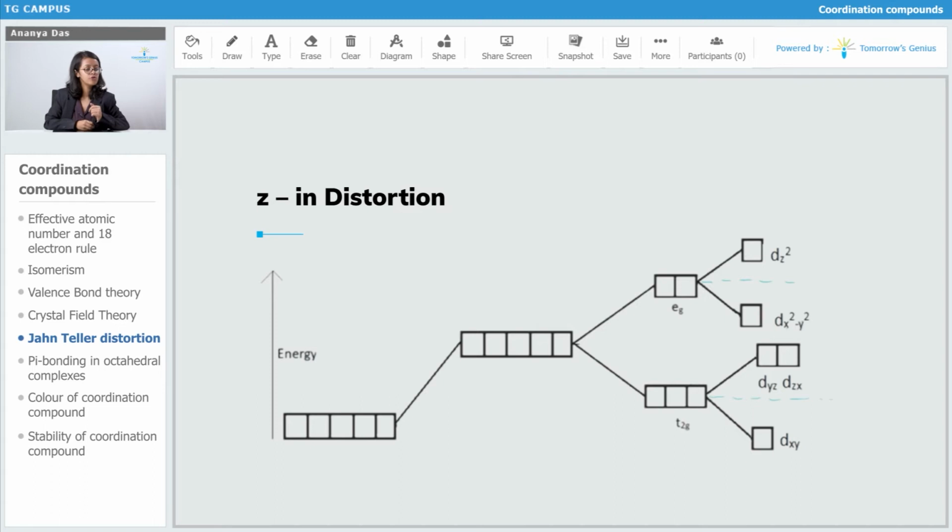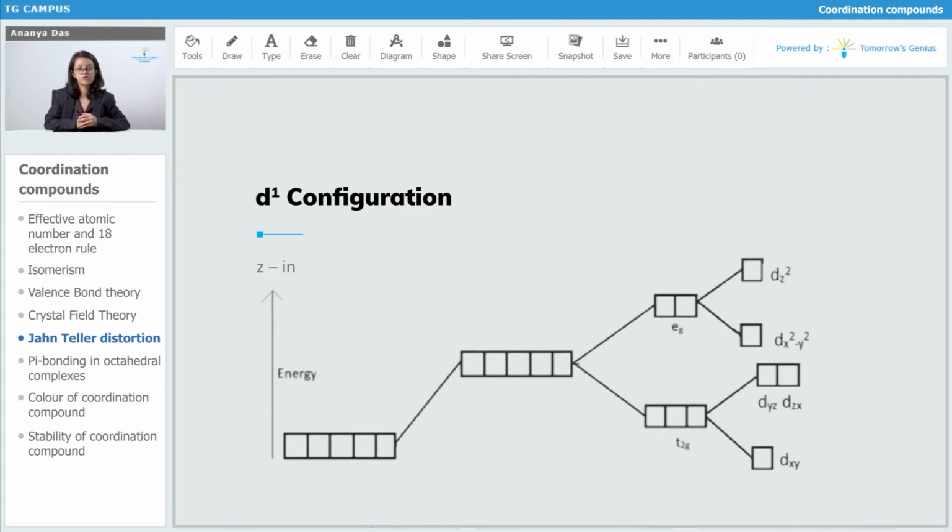Like, let's see for your d1 configuration. This is the Z in. Let's see what is going to happen if we put one electron, that is d1. So what did I tell you? I told you that the Jahn Teller distortion is there for removing the electronic degeneracy. In this case, there was electronic degeneracy because it was unsymmetrically filled. There were two more options for the electron to go into.